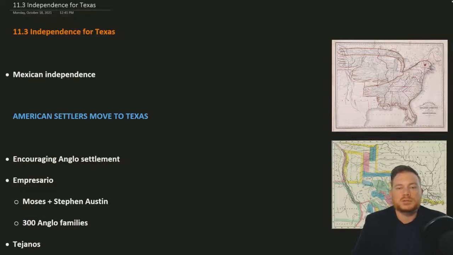All right, this is OpenStax U.S. History, Chapter 11, Section 3, Independence for Texas.